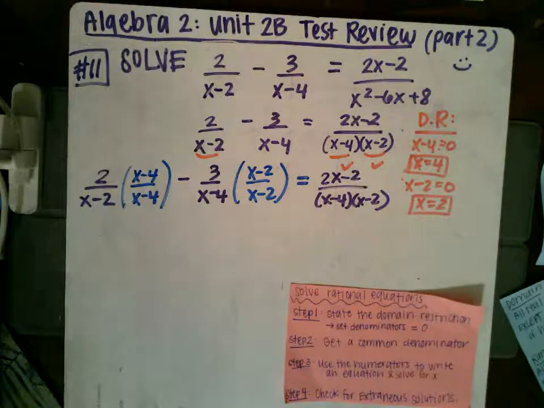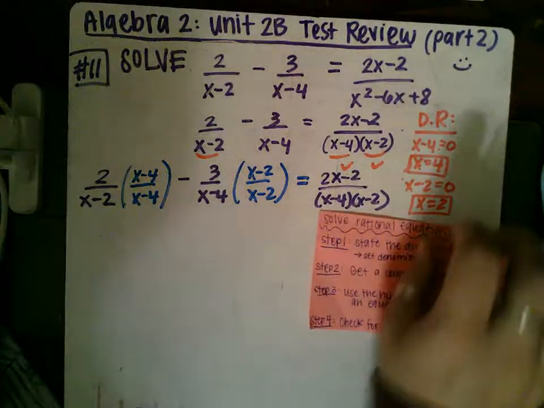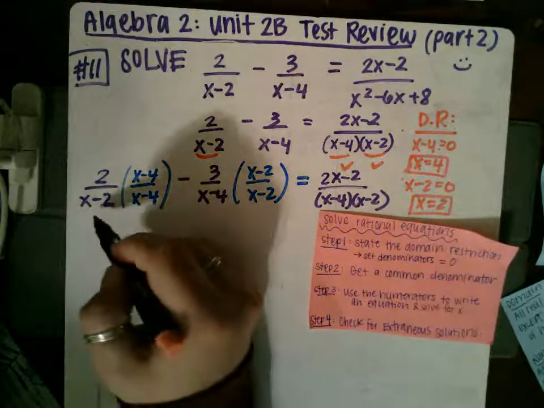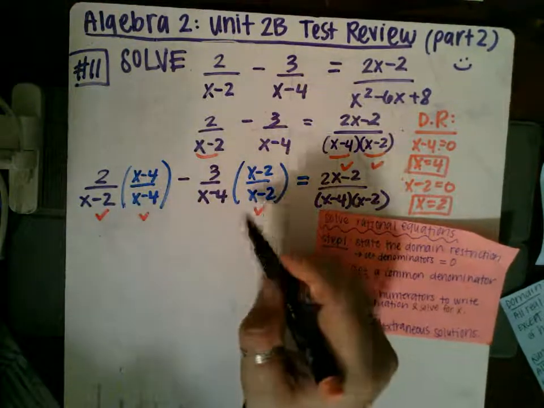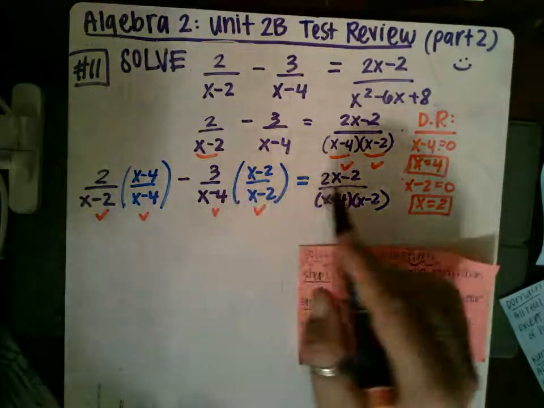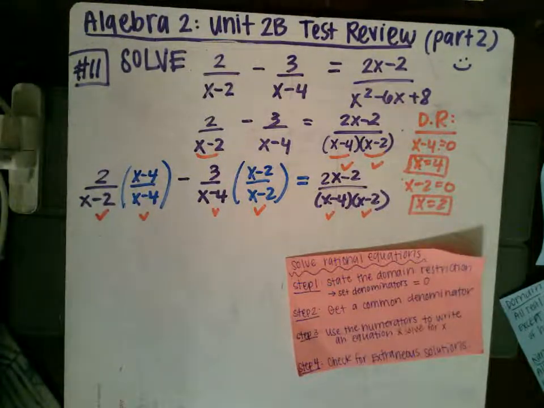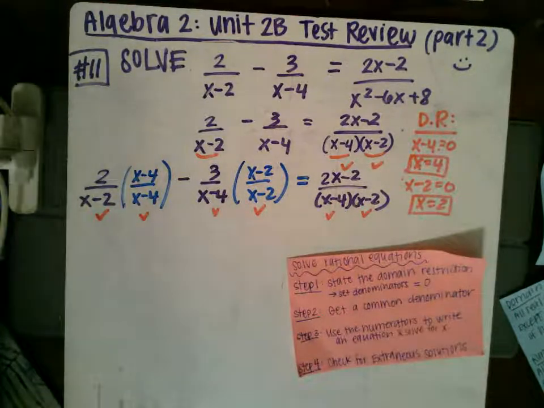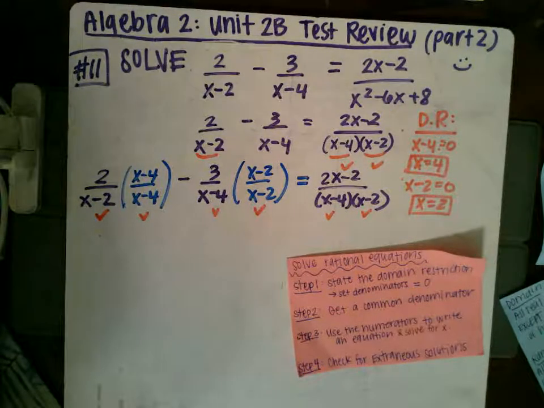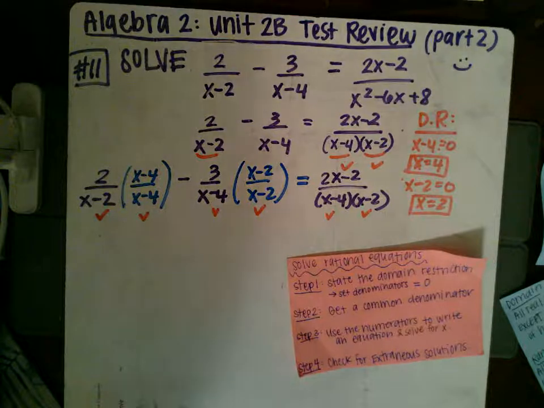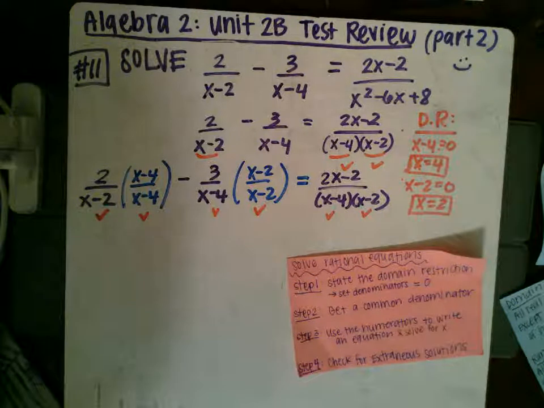Now, we better check that we have a common denominator across all pieces, right? x minus 2, x minus 4, x minus 2, x minus 4. Even on the equal side, x minus 2, x minus 4. Check, check, check. As long as every single part of our equation has that same common denominator, I have accomplished step 2. If it did not, then I would need to make sure I found the common denominator elsewhere. Cool, step 1, domain restrictions, done. Step 2, get a common denominator, done.